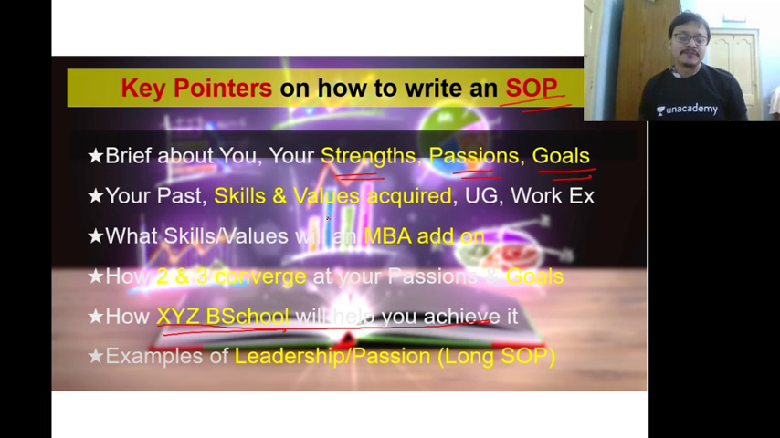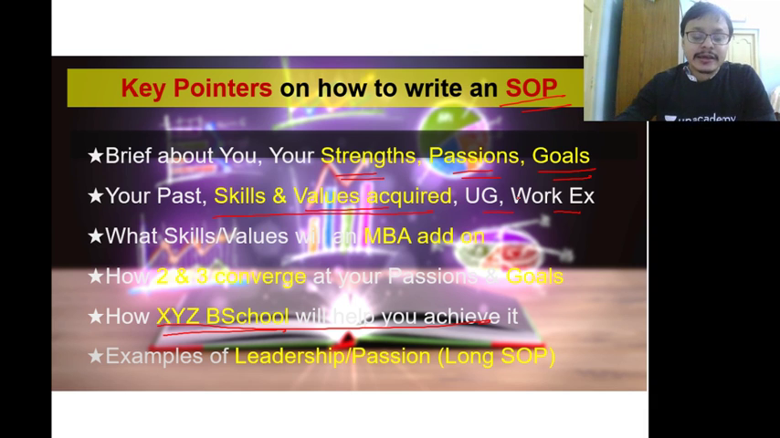Remember, SOP is about the strengths, passions, skills and values that you've acquired during your UG, during your WorkX, and how you want to work on that along with your strengths and passion to help converge at your goals. Remember, the entire process is a converging process where your ultimate aim is to reach your short-term and your long-term goals. You've got to understand that certain skills and values you acquired earlier, but there are some other skills and values that an MBA will help add on to you.